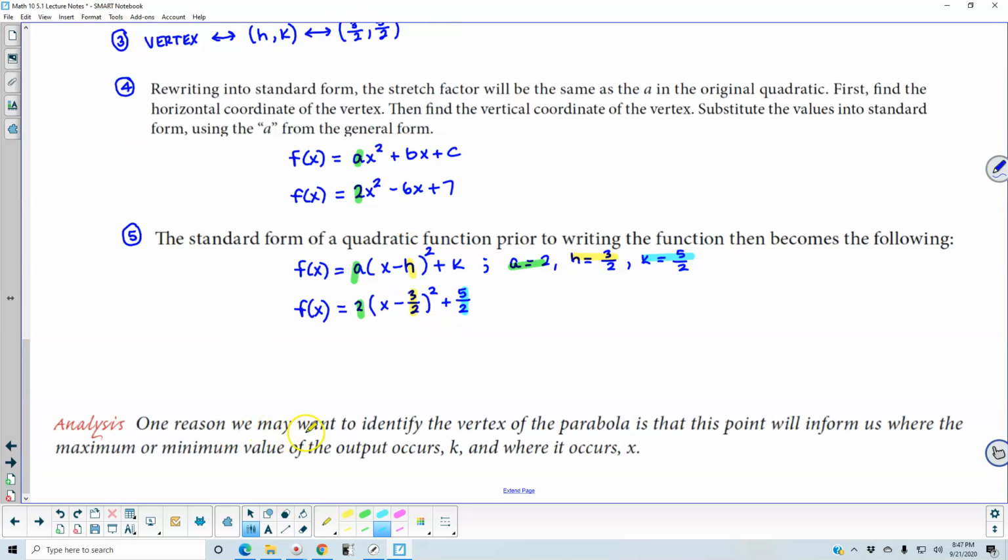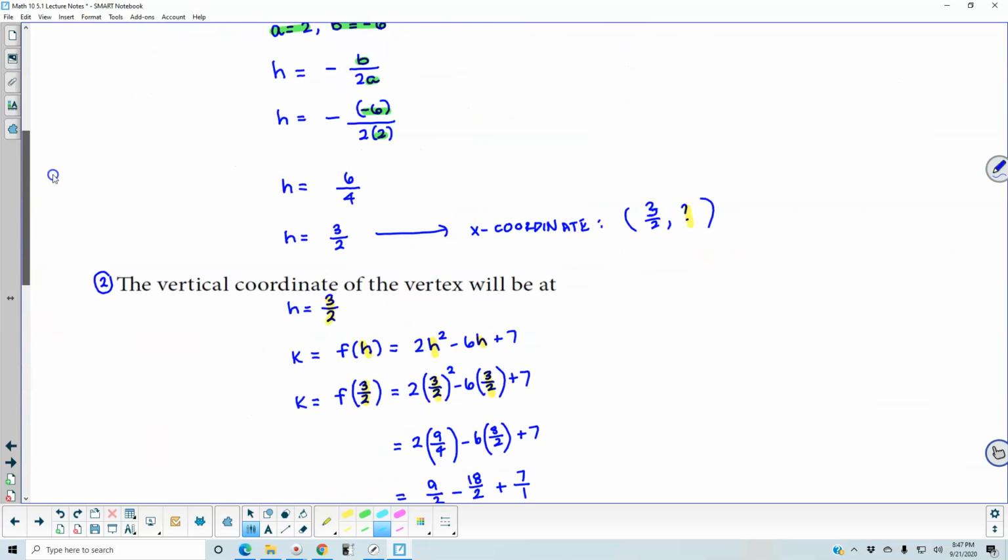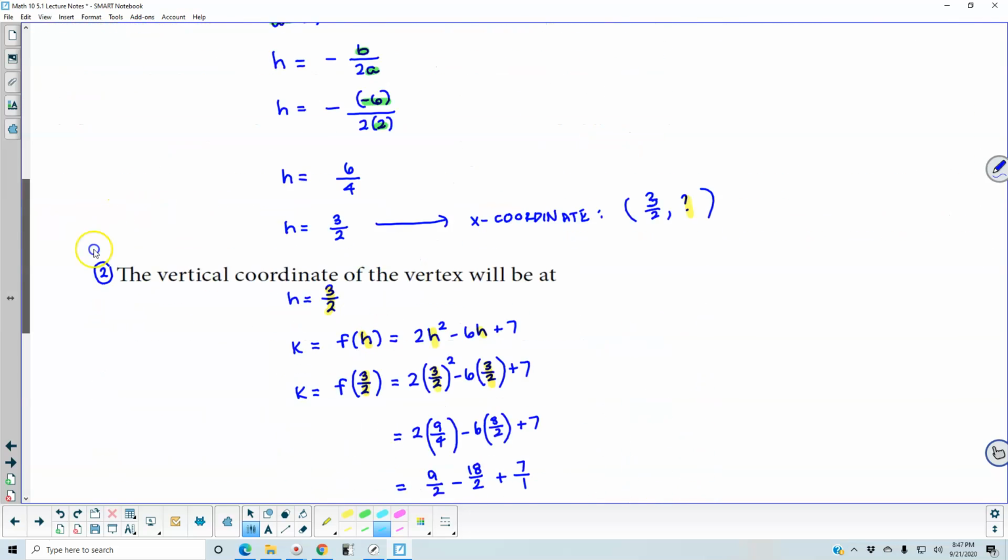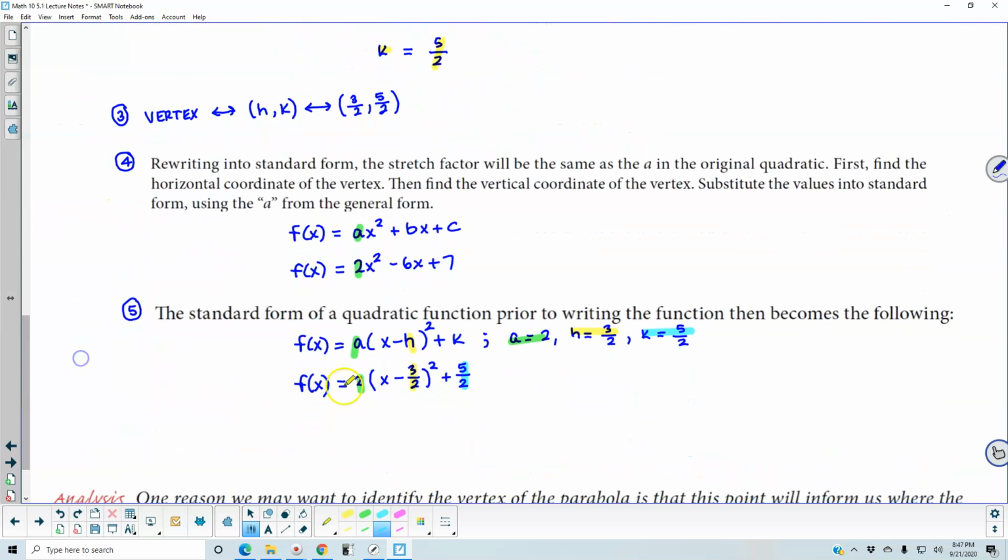Now, one reason we may want to identify the vertex of the parabola is that this point will inform us where the maximum or the minimum value of the output occurs, k, and where it occurs, x. Now, if you take a look at this parabola in this scenario, because a is positive, that means that this parabola is opening up. Now, if a was negative, that means that the parabola would be opening down.